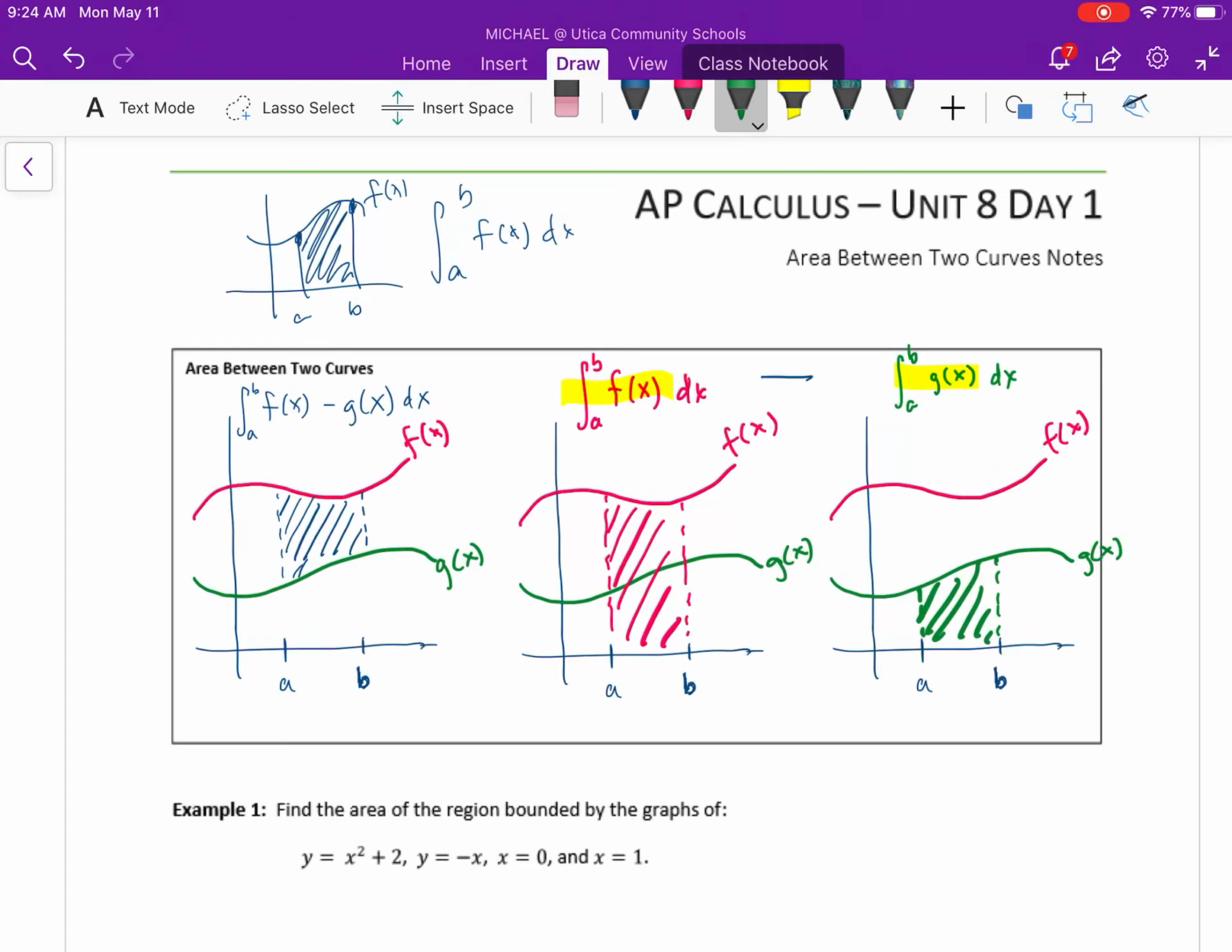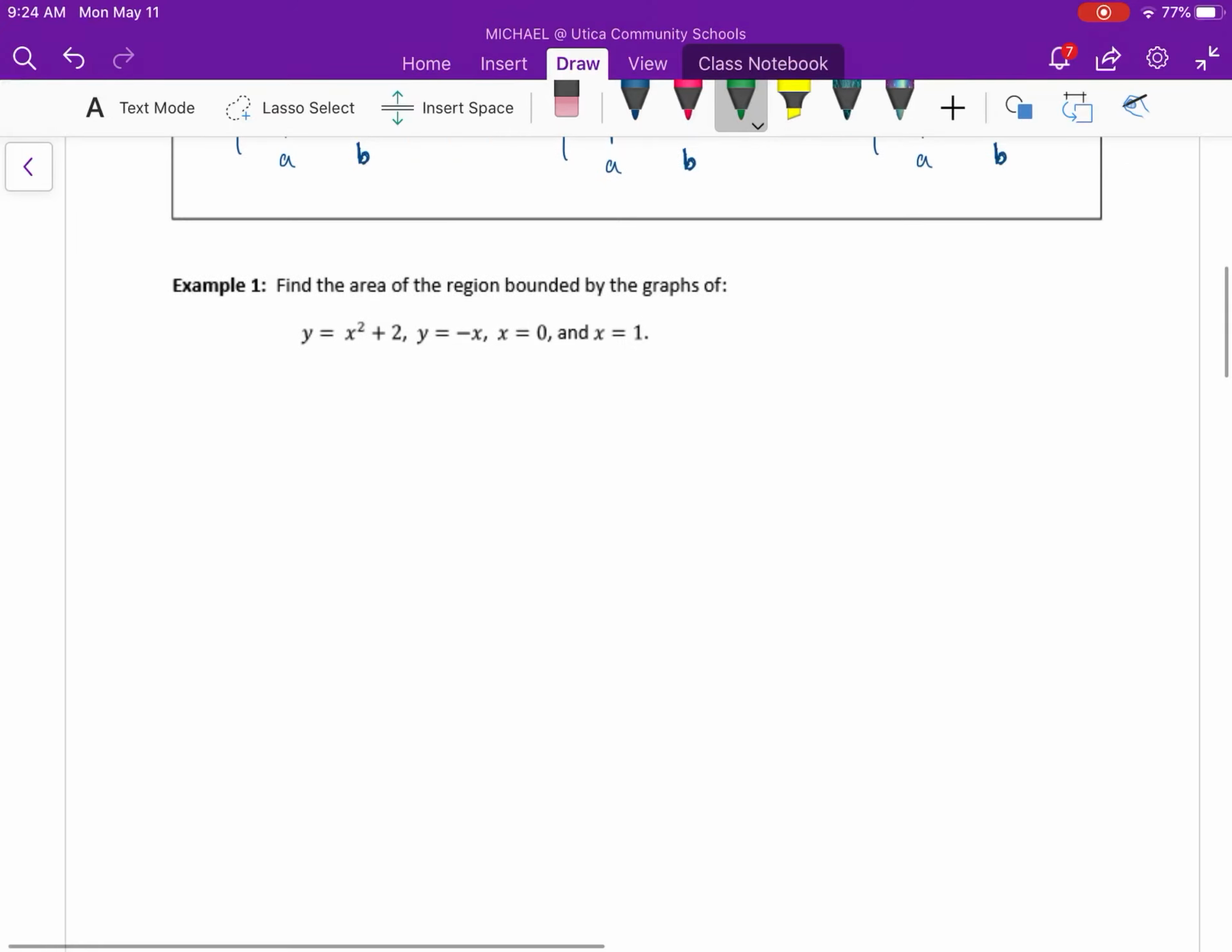Sometimes, as you'll see in examples, it's pretty obvious which one's the top function and which one's the bottom one. Sometimes you're going to have to do a little work to figure that out. And sometimes within the course of one problem, that is going to change, where the top function is no longer the top function. So we'll look at one of those examples in each case.